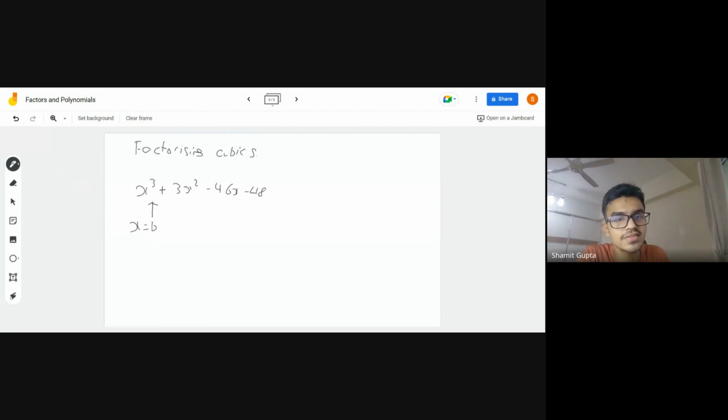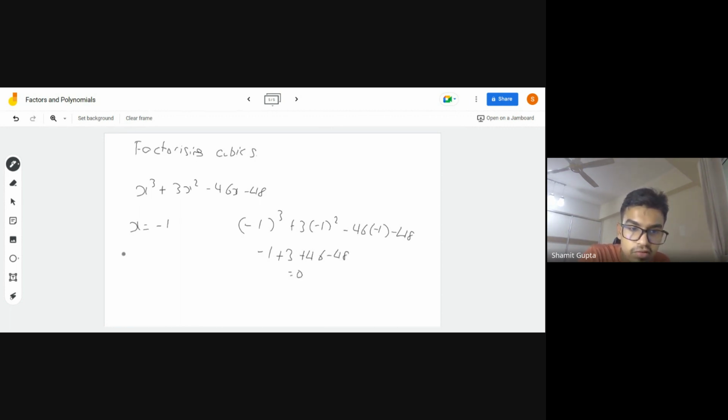Okay, so in this case, if you will notice, let's see, -1. This will become -1 cubed plus 3 times -1 squared minus 46 times -1 minus 48. This will be -1 plus 3 plus 46 minus 48. This will be 0. So if x equals -1 is giving you 0, that means x plus 1 is a factor. x plus 1 is a factor.